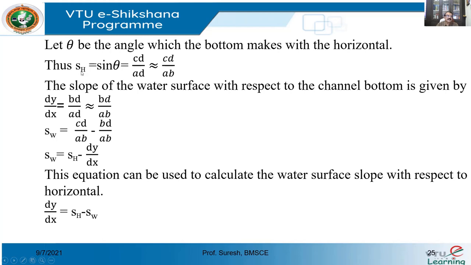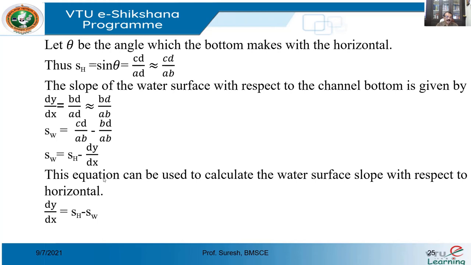Look at this. SH is equal to sine theta is equal to CD by AB. Now, I am going to replace this CD by AB by SH. What is SH? This is the water surface slope with respect to horizontal. Now, what is BD by AB? BD by AB is nothing but dy by dx. So, in place of CD by AB, you substitute this SH, and in place of BD by AB, you substitute this dy by dx. Therefore, this equation takes the form SW is equal to SH minus dy by dx.